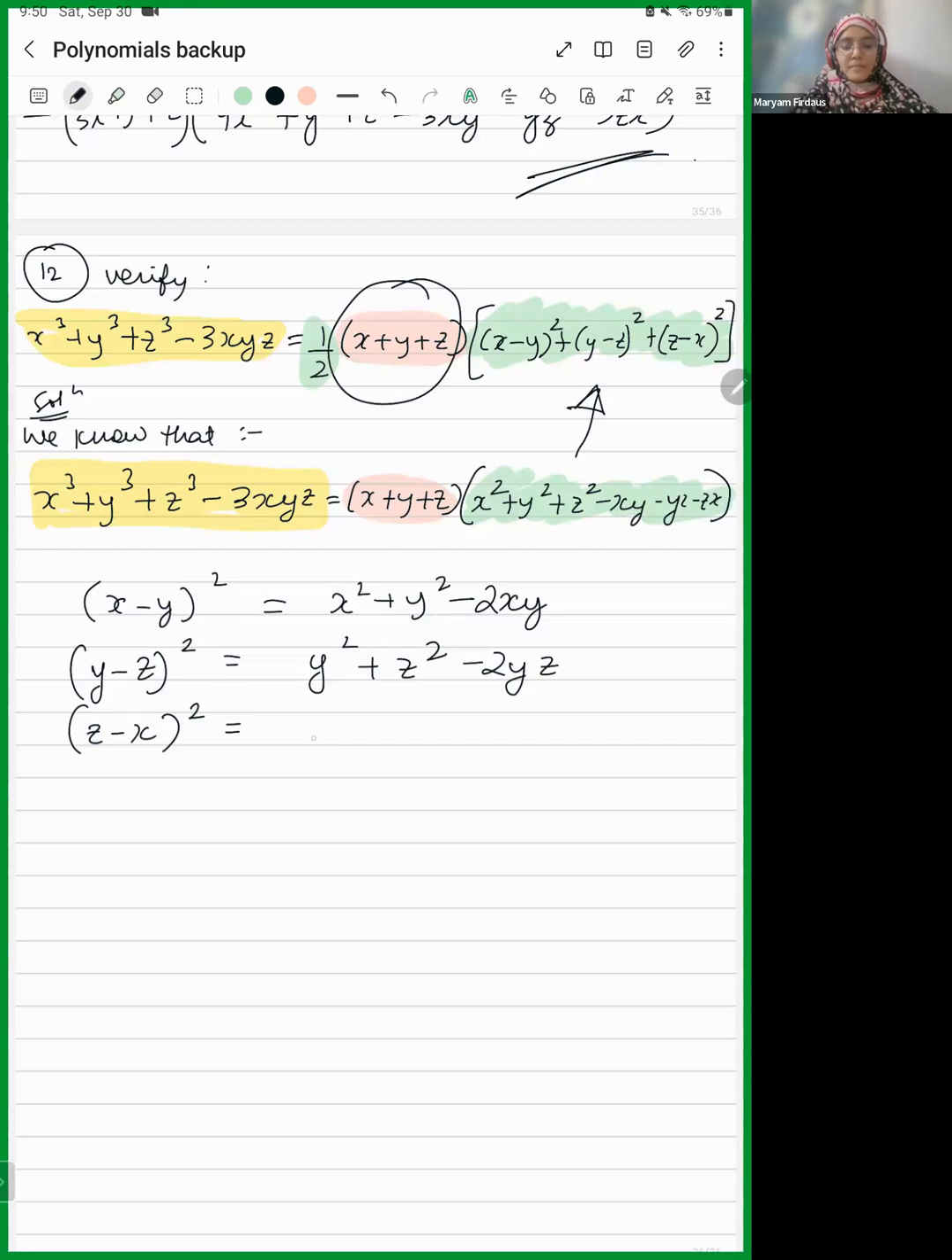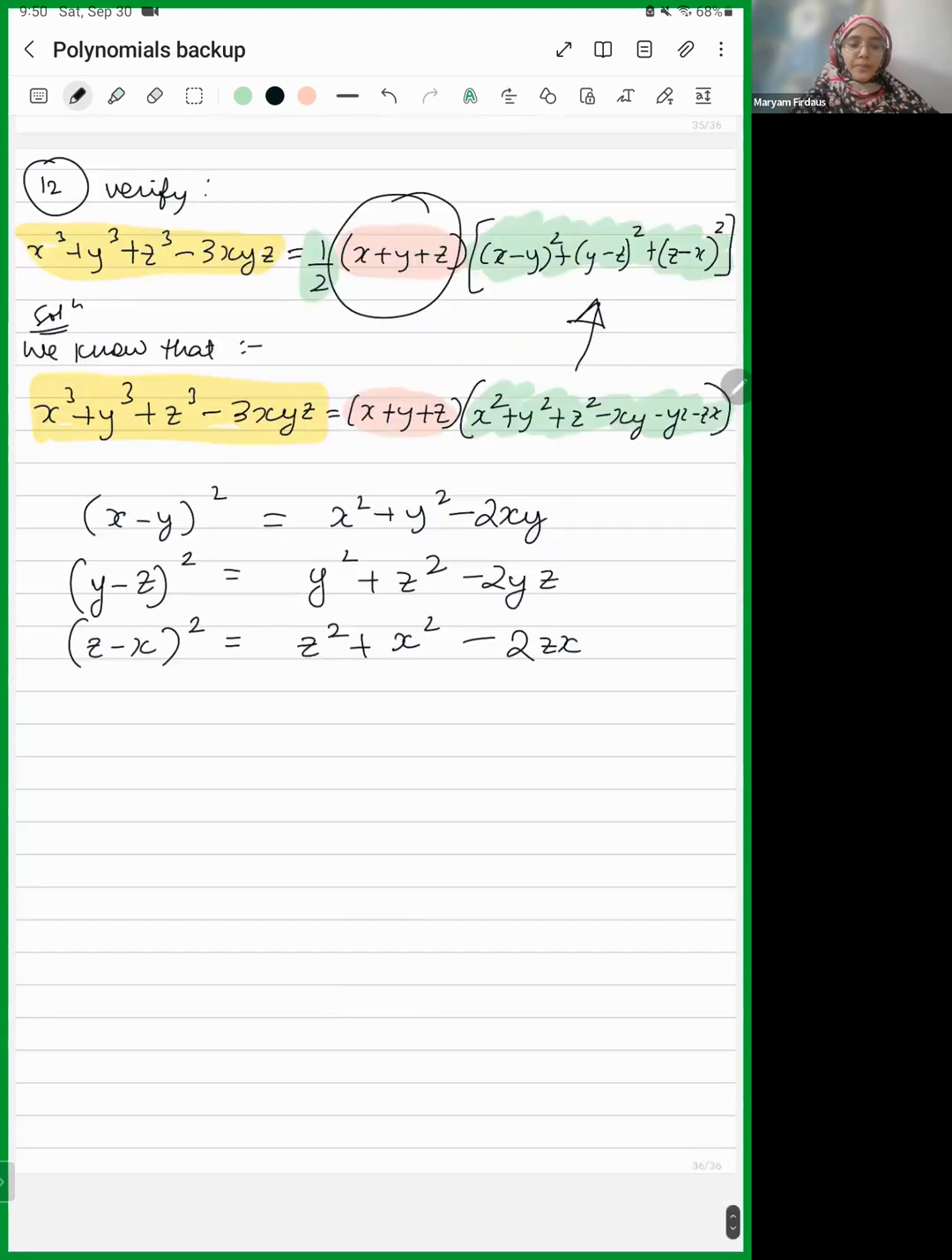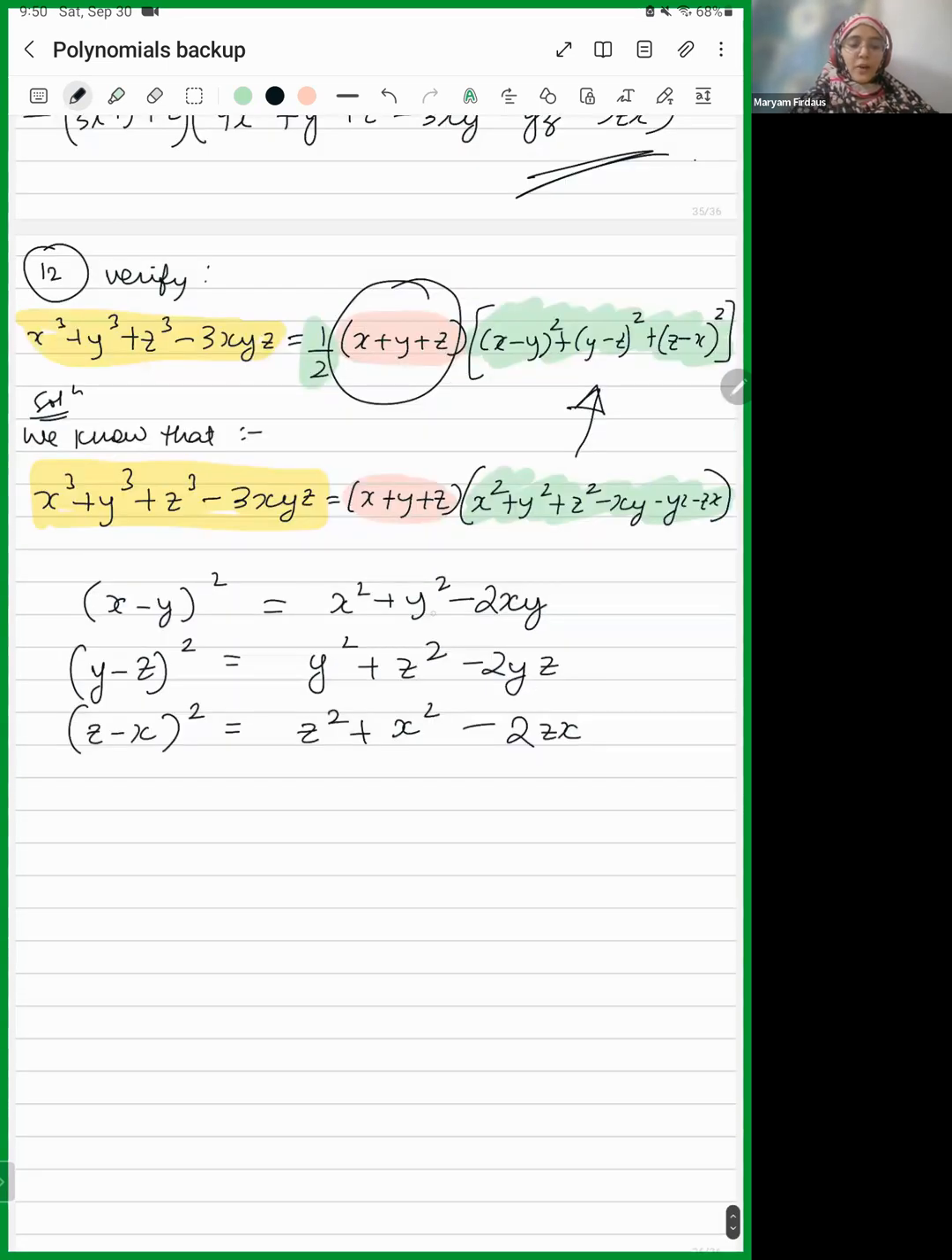Yeah, it will be x z square plus minus x square, plus x square, then minus 2zx. Fine.